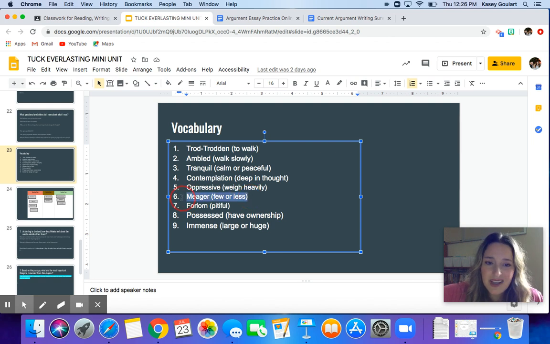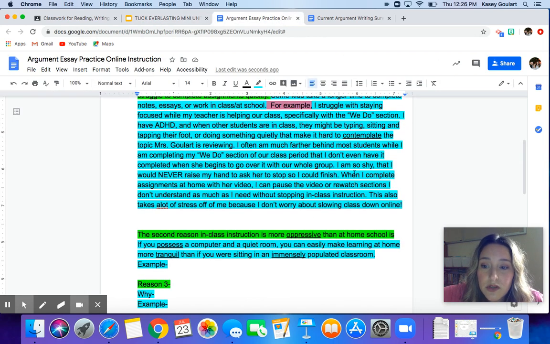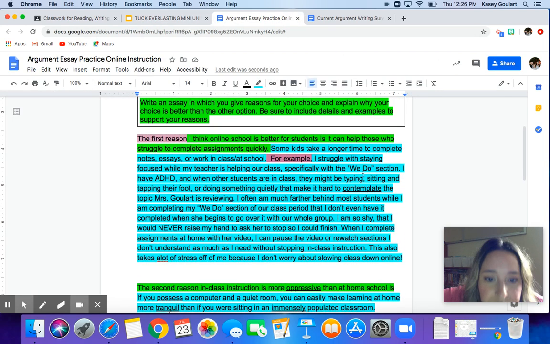So meager, we can easily use, and forlorn, I like it. I'm going to use it in the first reason paragraph I already have written. So I can use forlorn as like how I feel, right? So, oh, I love it. I am so shy that I would never raise my hand to ask her to stop so I can finish. Let me just double check. Forlorn, pitiful. Forlorn can also mean worried, okay? It wasn't used in the context in Tuck Everlasting as worried, but we can still use it as worried.